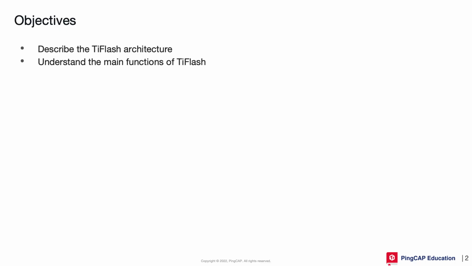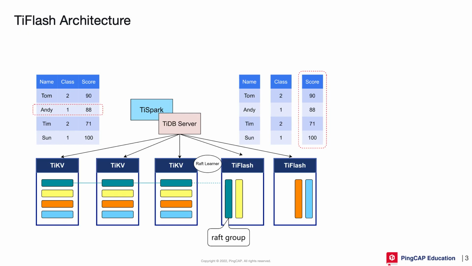After completing this module, you will be able to describe the TiFlash architecture and understand the main functions of TiFlash. TiFlash is a key component of the TiDB HTAP story. Recall that TiKV is a row-based storage component and TiFlash is its columnar counterpart. Another way to say this is TiFlash is a columnar storage extension of TiKV. It provides good isolation and strong consistency.